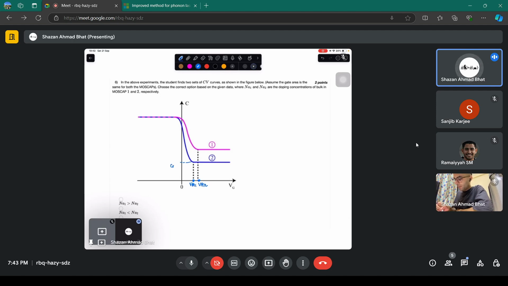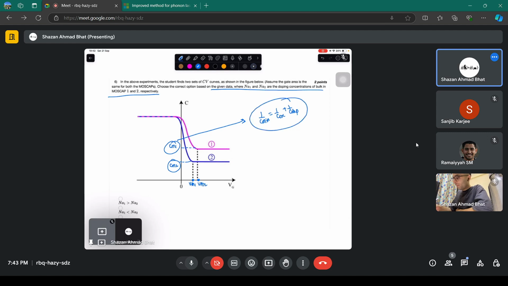And this has C minimum 2, this has C minimum 1, two different C minimums, minimum capacitances. So we have to find which one is highly doped. Very interesting question again, but quite an easy question. You know that this C minimum is related by 1 by C minimum is basically 1 by C ox plus 1 by C depletion. But C depletion is basically epsilon silicon divided by W depletion. But at minimum, W depletion is maximum.